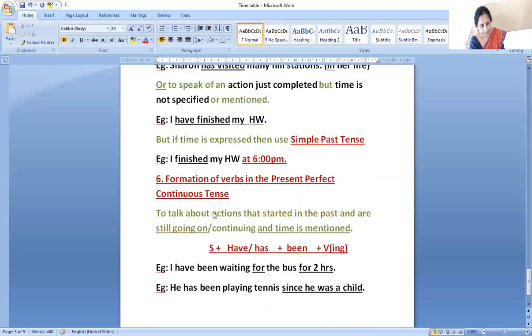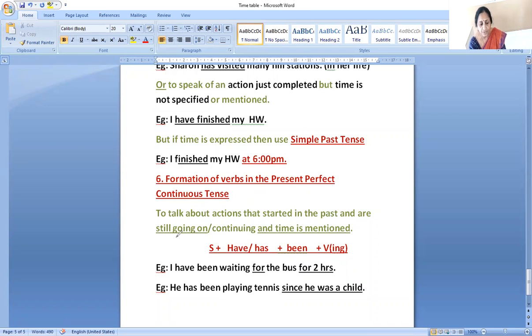Now then we have another form. We will end with this formation of verbs in the present perfect continuous tense. To talk about actions that started in the past and are still going on, that is continuing, and time is mentioned. So it started in the past and it is still going on. So the example is, I have been waiting for the bus for 2 hours. The time is also mentioned, and from when it started is mentioned. So in such cases, you have to put that verb into present perfect continuous tense. Okay?